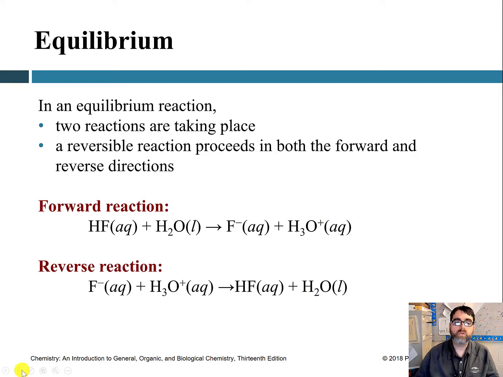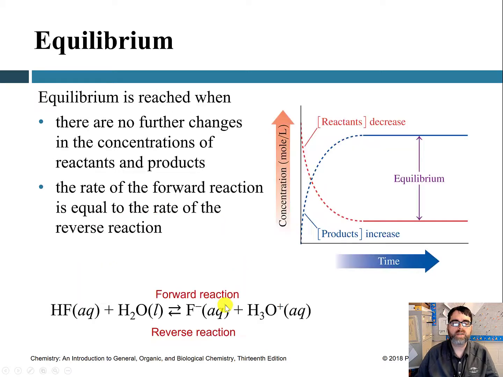So you have two reactions taking place, and in your reversible reaction, the reactants and products are switched, so the reactants become the products in the reverse, and the products become the reactants. Of course, we usually don't write it as two separate equations, but instead as one equation with the forward and reverse reaction arrows like that.